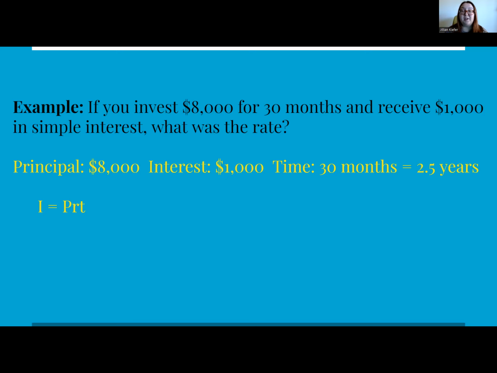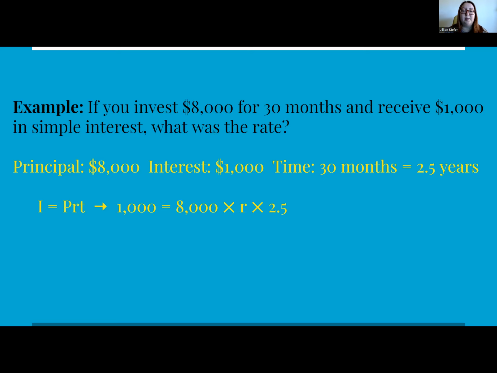And there's nothing about future value in this question, so we are going to use the simple interest formula. Interest equals principal times rate times time. So we'll go ahead and plug in the values that we do know. We know that interest is 1,000, principal is 8,000, and the time is 2.5. So we can write 1,000 equals 8,000 times R times 2.5.